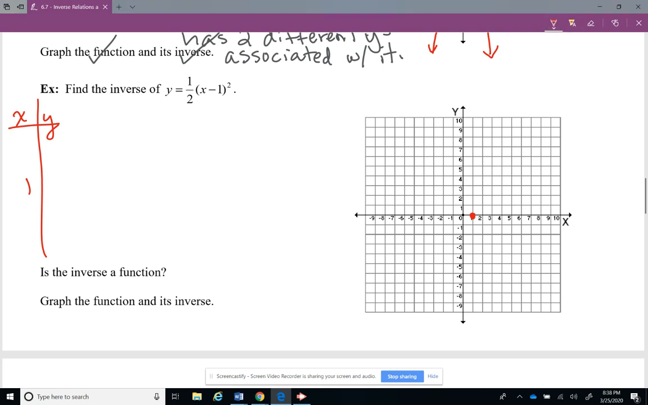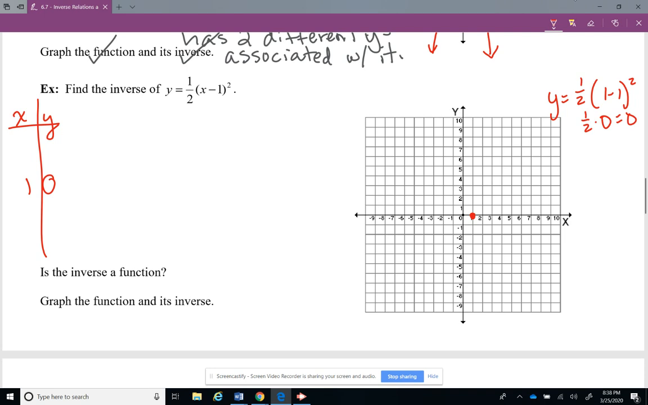All right, so I'm going to show my work over here to the side. y equals 1/2 of (1 minus 1) squared. 1 minus 1 is 0. 0 squared is 0, and 1/2 times 0 is 0. All right, see, there's that point, (1, 0).